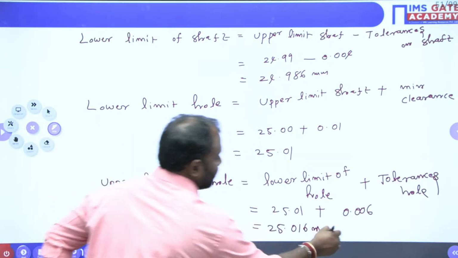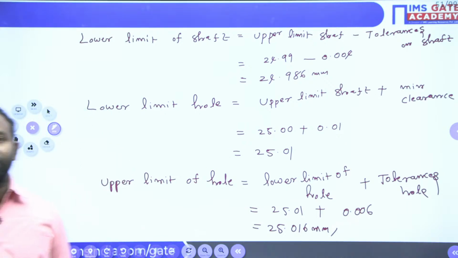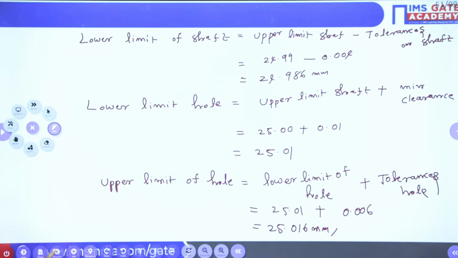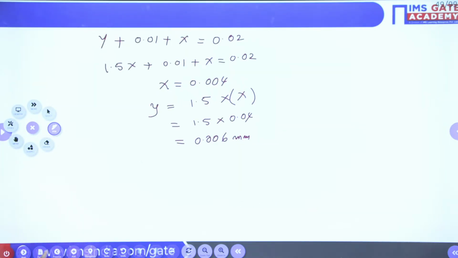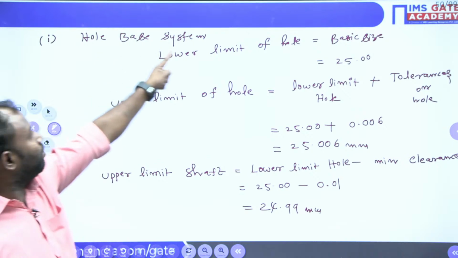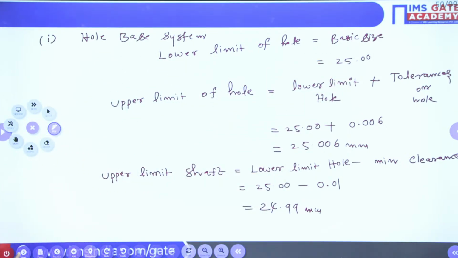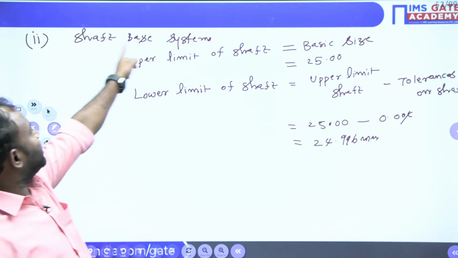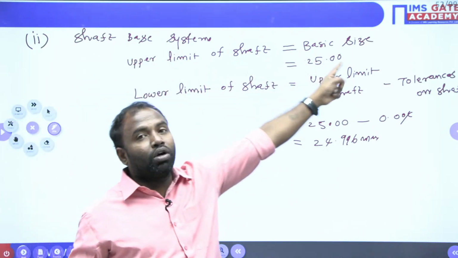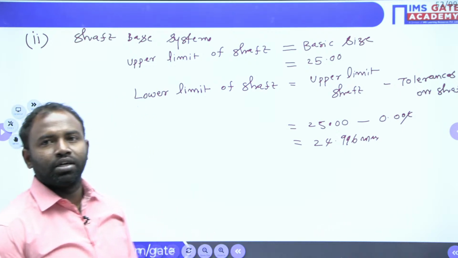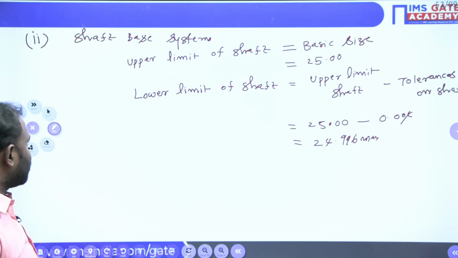Like that, you are supposed to calculate your dimensions. Clear, everybody? So hope you understand, all of you. Now, based on the hole based system and shaft based system, I gave you the differences. Please have a look at that. In hole based system, the lower limit of the hole is equal to basic size. Now, in shaft based system, the upper limit of the shaft is equal to basic size. Based on that, you are supposed to calculate your dimensions. Clear, everybody? Right. Now, let's go for the next question.